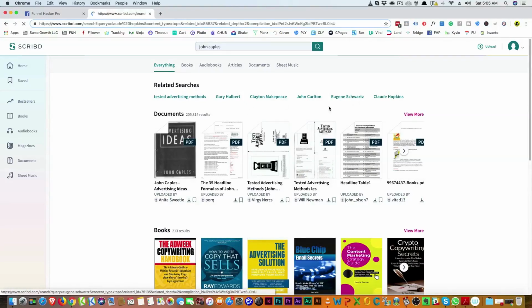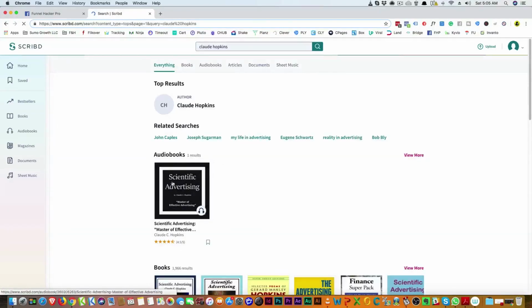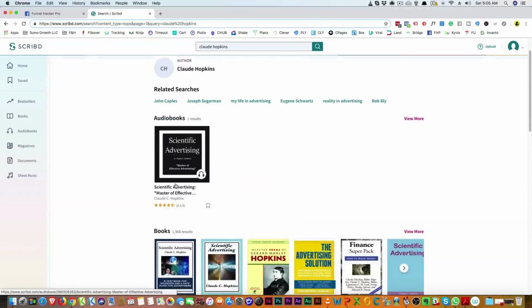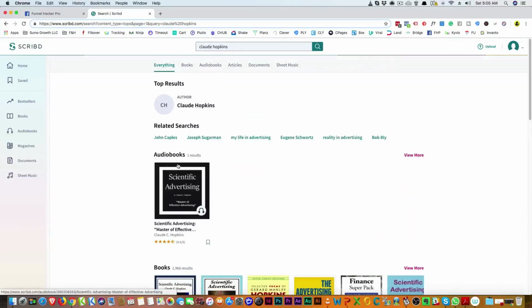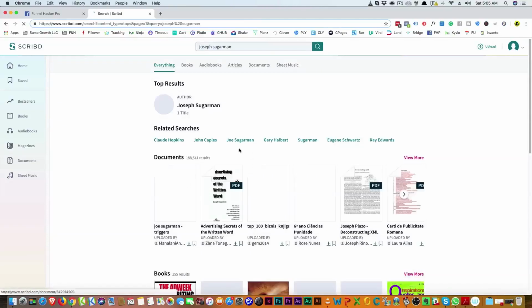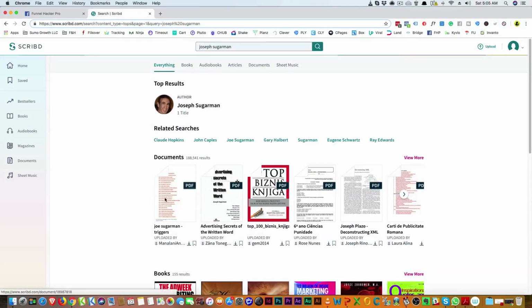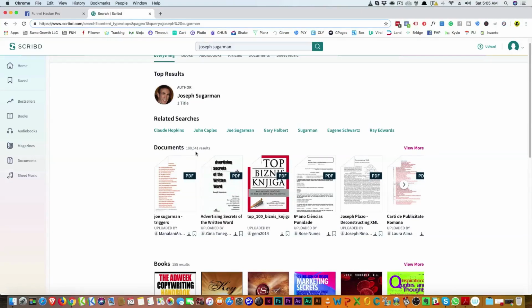Claude Hopkins, all of them are going to be right here, is another one that you should be reading, Scientific Advertising. You should definitely read that. And then My Life in Advertising as well is another one by Claude Hopkins. Then you can see it's kind of sending you through here. Triggers by Joseph Sugarman, and Advertising Secrets of the Written Word, another one by Joseph Sugarman. Joe Sugarman, famous for the BluBlocker sunglasses, is definitely somebody you should read. One of the greatest copywriters of our times.